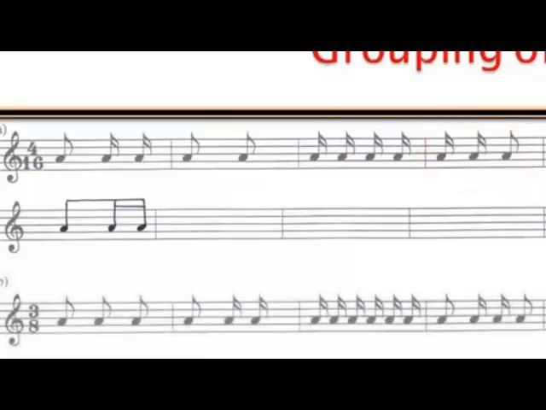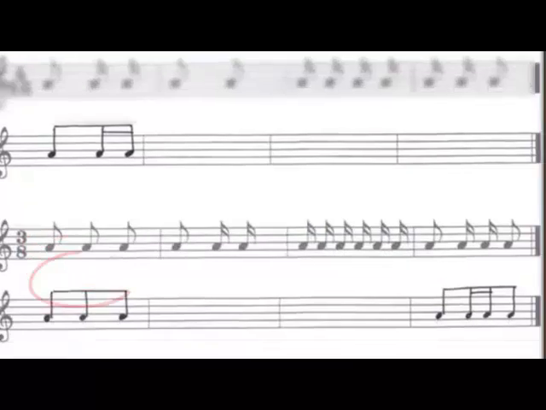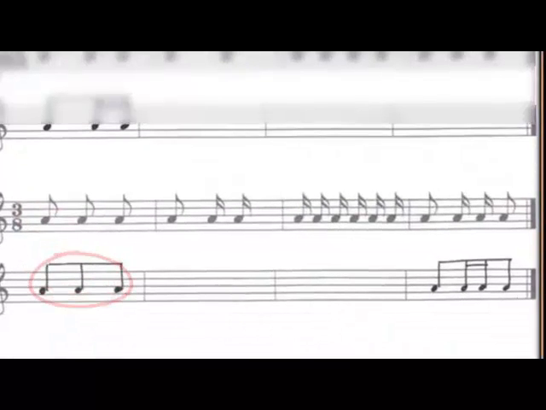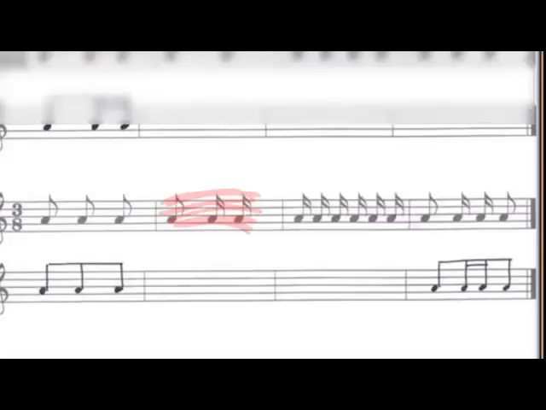The same with 3/8. The first example I've done where we've joined all 3 8th notes together. There's a mistake in the next example. You see there's only 2 8th beats there. See that? That's an oops. In the third measure, you could group all of those 16th notes together.